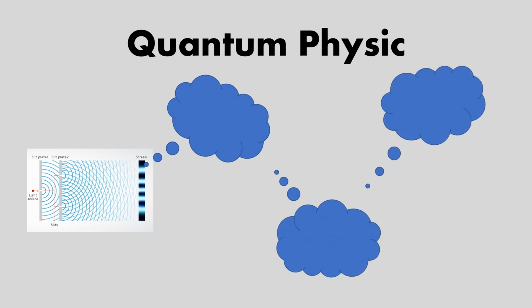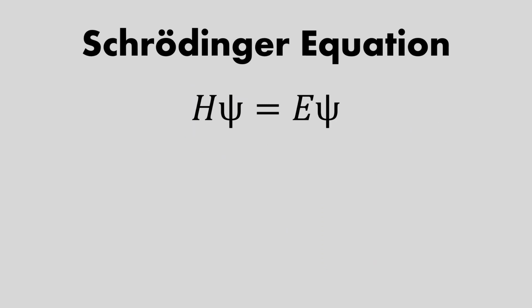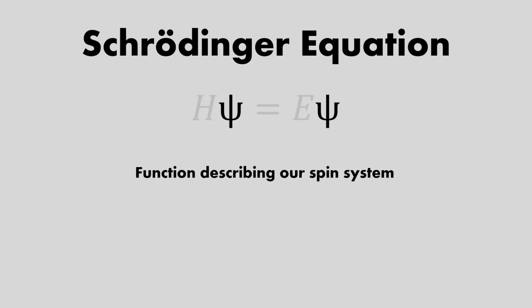My purpose here is to help you go through these different levels and really understand what is happening during an NMR experiment. Any quantum journey starts from the Schrodinger equation. Hψ equals Eψ. It may look like a simple equation, but its implications are massive. Let's start with psi. This letter indicates a function that describes our spin system. We do not need to go deeper than that.